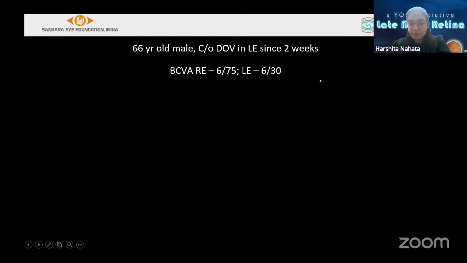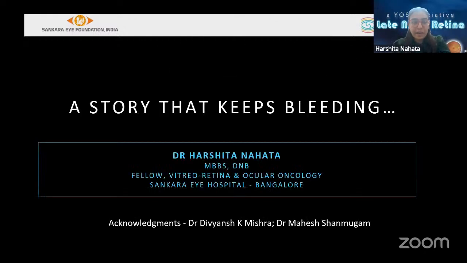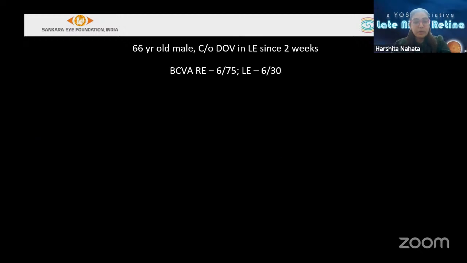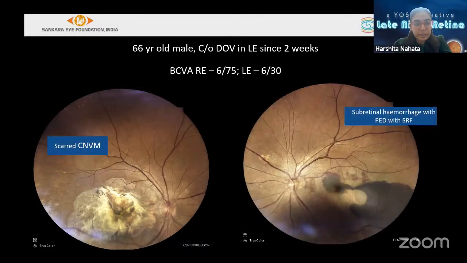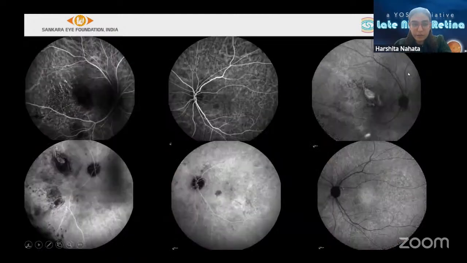I'd like to present an interesting case, which I titled A Story That Keeps Bleeding. A 66-year-old male patient came to us with diminution of vision in the left eye since 2 weeks. Presenting visual acuity was 6/75 in the right eye, and the left eye had 6/30. He was already a diagnosed case of PCV in the right eye, and he had a scarred CNVM. But this time around, he presented with diminution of vision in the left eye. On presentation, we saw that there was a large bleed, a subretinal hemorrhage with PED with SRF.